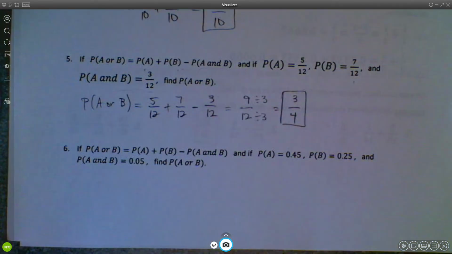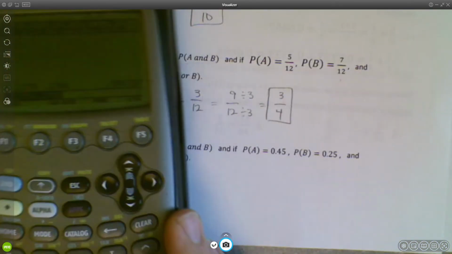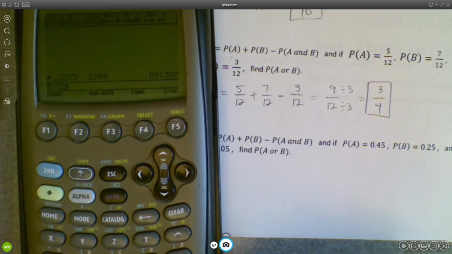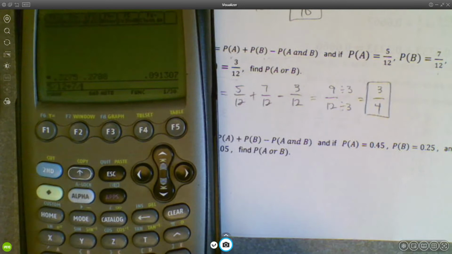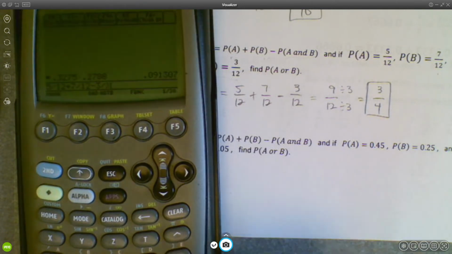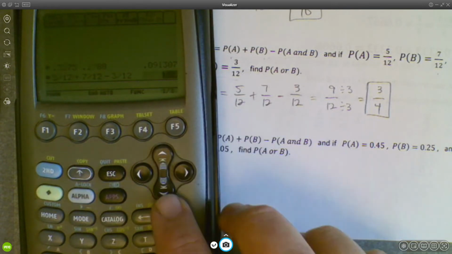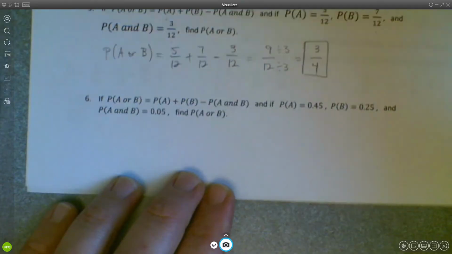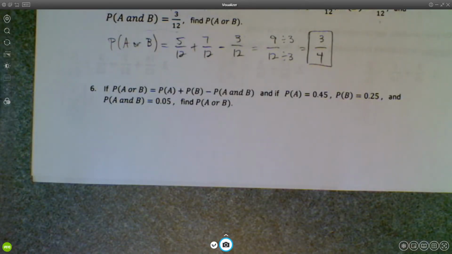Okay. Again, you could punch that into your calculator instead. You could just say 5/12 plus 7/12 minus 3/12 is 3/4. Okay, and number 6. Once again, this time we're given decimals. Round to 4 decimal places if needed. I don't think you'll actually have to do any rounding here, but yeah, go ahead and give the video a pause and see if you can get this one on your own.